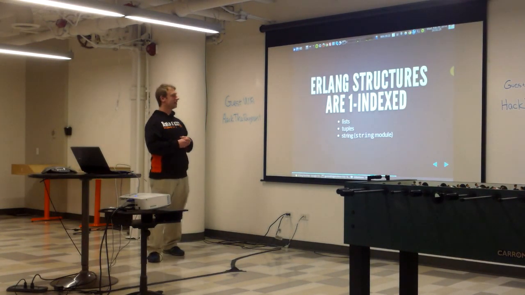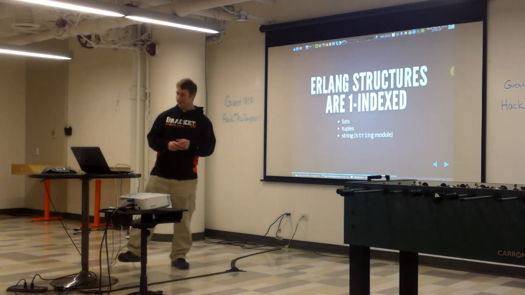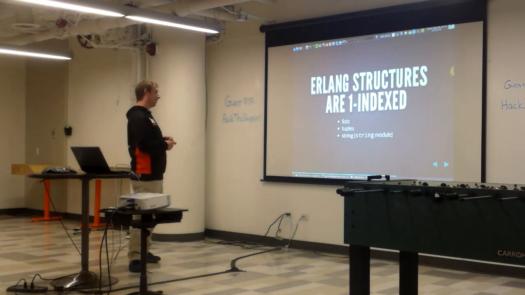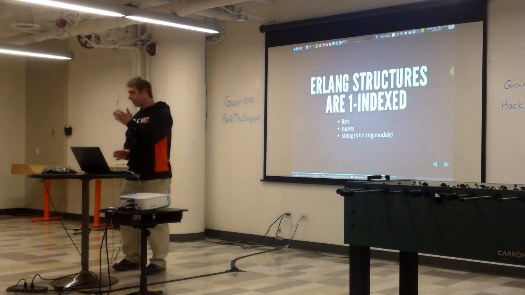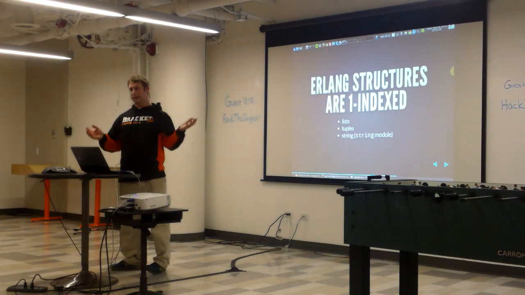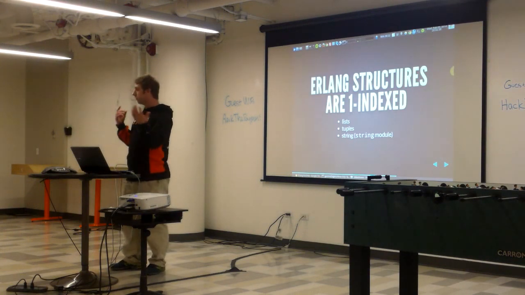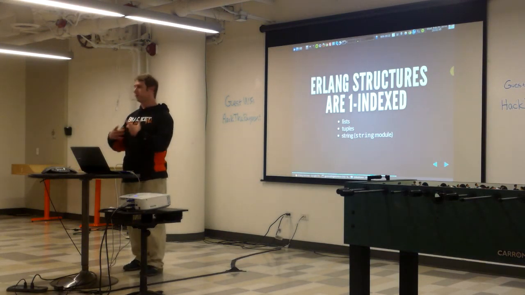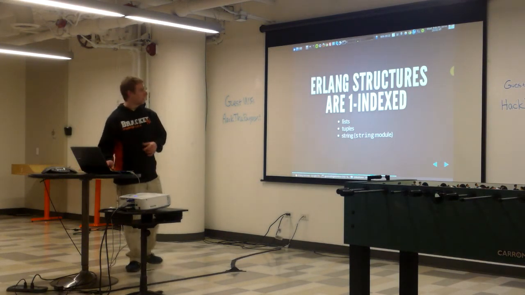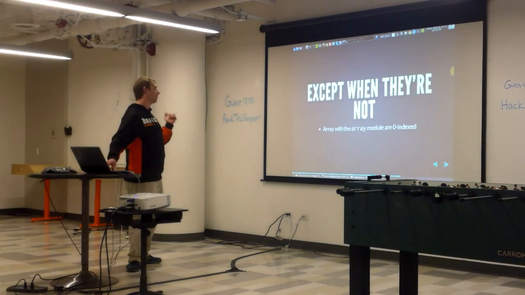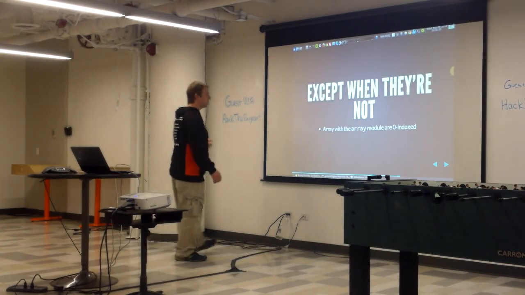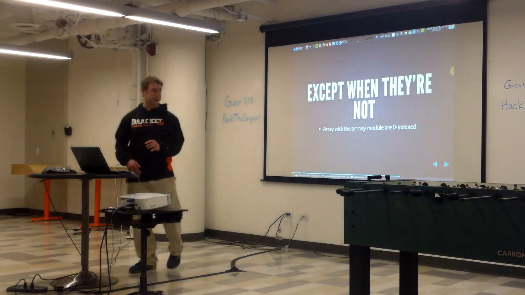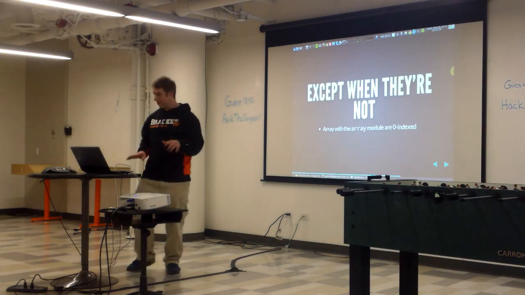Here's another one that's commonly hated by some newcomers to the language: most Erlang structures are one indexed, meaning index one is the very first item. A lot of people can be confused by that coming from C or any other language where everything is offset-based, where 0 is the very first item. So Erlang structures are one indexed, except when they're not. The array module is 0 indexed. I don't know if there's anything else that's 0 indexed. I think it's just the array module that's the standard 0 indexed thing.